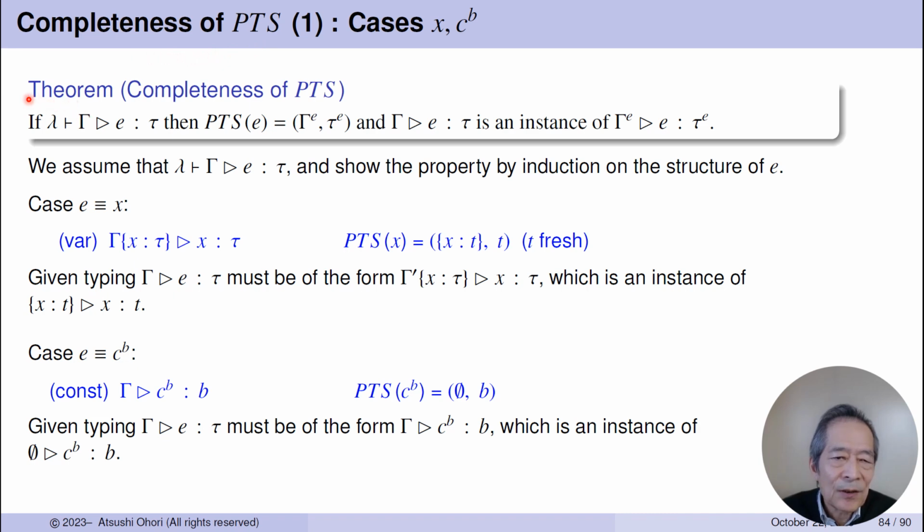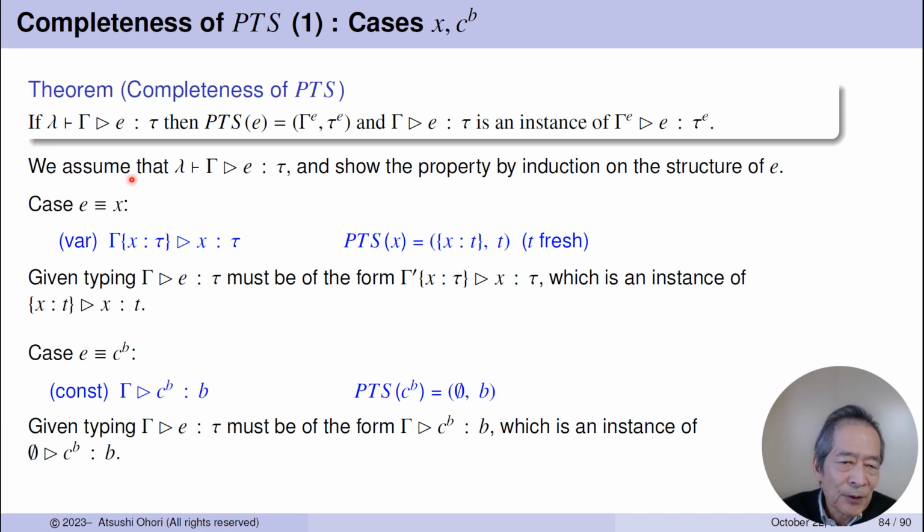This theorem is the statement we already showed at the beginning of this video lecture, but let's go through it again. The theorem, completeness of the PTS algorithm, states the following. If there is some derivable typing of E, any derivable typing, then PTS of E succeeds with a principal typing, and this derivable typing is an instance of the result of PTS. So this is a theorem, and we are going to show this statement.